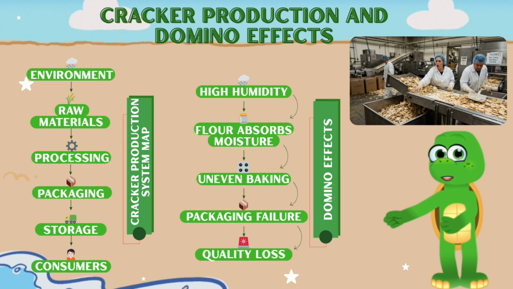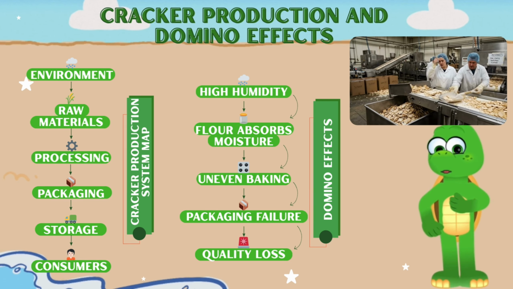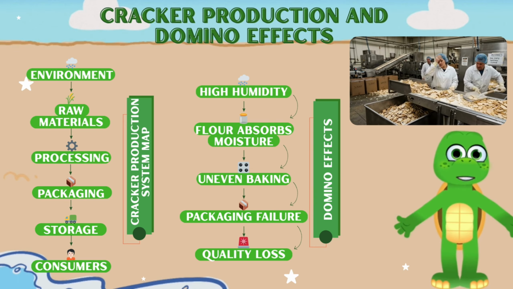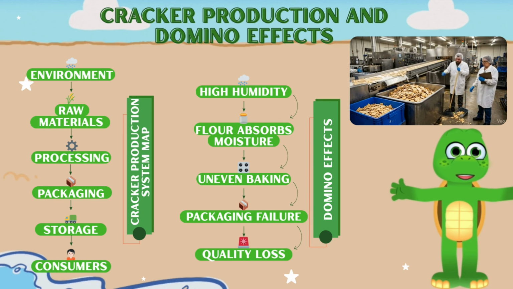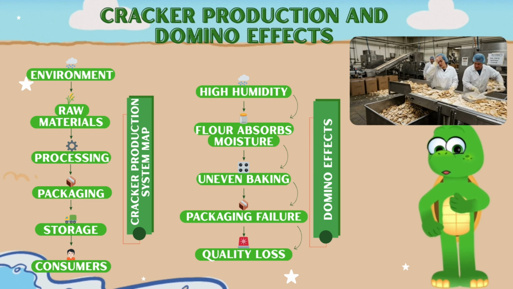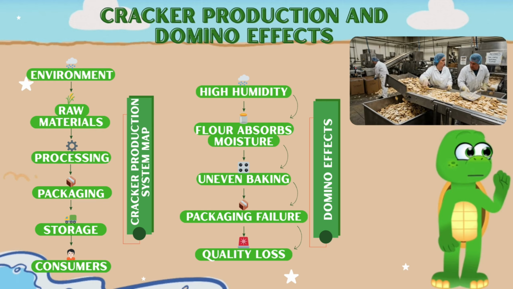If our raw materials like the flour have too much moisture because of a humid environment, the processing stage is impacted. The oven can't bake them evenly, leading to soggy crackers. These crackers then fail in packaging because they release moisture in the bag, meaning by the time they reach the consumer, the quality is lost. This is why we must manage the entire system, not just the oven.